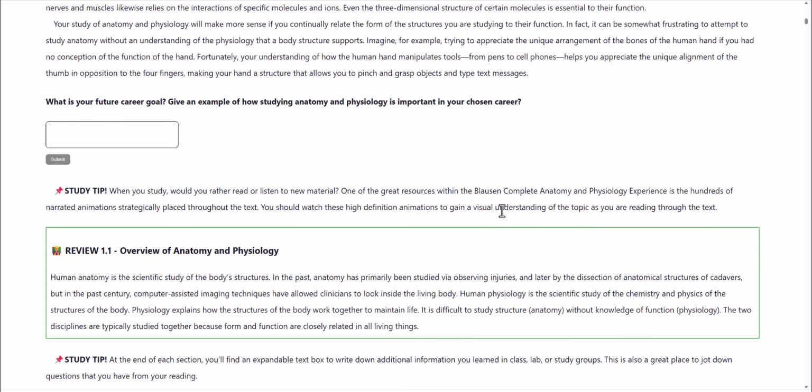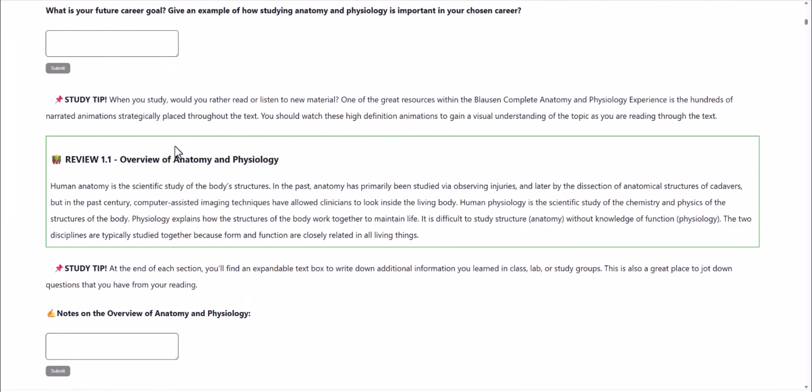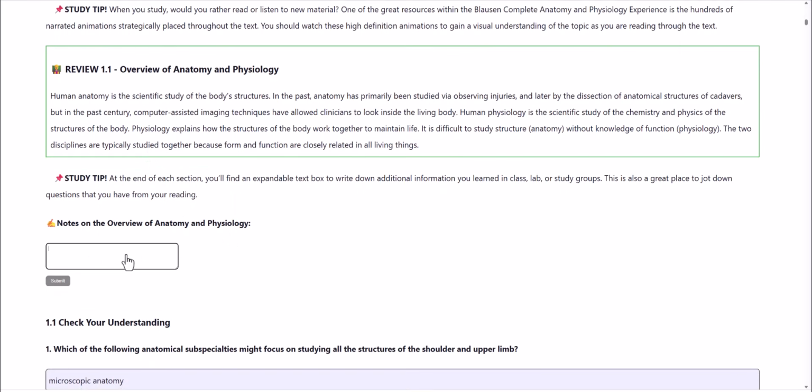Also, as we're reading through the book, if you're listening to this YouTube video, I would recommend that you are watching my video on one side of your screen, and on the other side of your screen, you have your personal version of the Blausen text open, and that you are following along, answering questions, playing animations, taking notes, highlighting, and interacting with your book. At the end of each chapter, there is a short review section. Again, review those areas. And then at the bottom of each section, there's also a place for you to draw notes or to type out any notes to yourself.